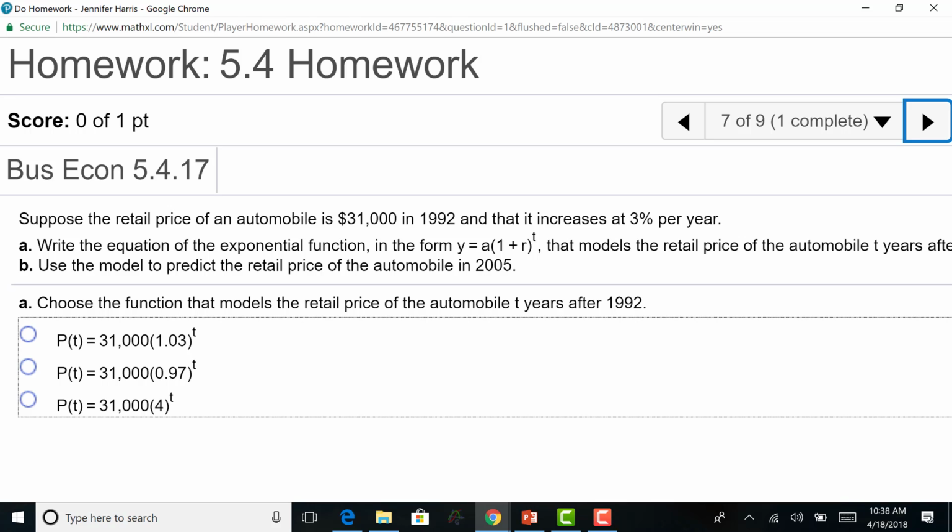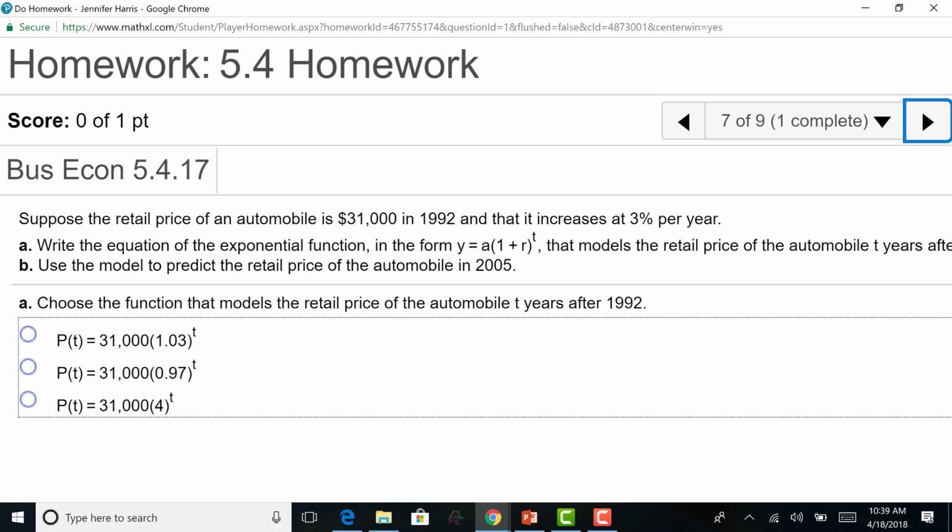And it increases by how much? Okay, so I'm going to put 1 plus, what should I put in the place of R for 3%? Okay, 0.03 raised to the T power. Am I done? That doesn't look like my answer choices. What should I do now? Add those 1 plus 0.03 together, so I end up with 31,000 times 1.03 raised to the T power. That's what you're expected to do for those.